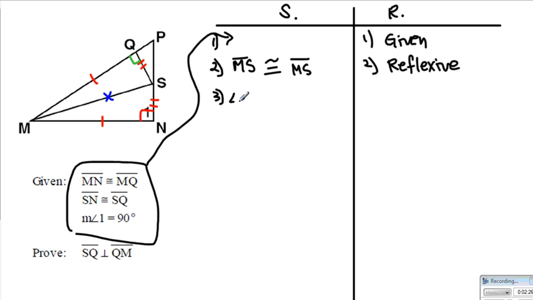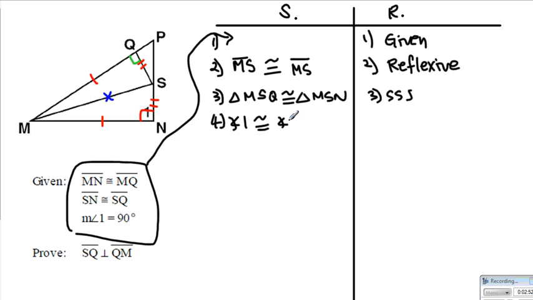Now, then we were able to prove the triangle MSQ is congruent to triangle MSN by the SSS postulate. Then for statement number 4, we get to realize that angle 1 is congruent to angle MQS. The reasoning here will be CPCTC.